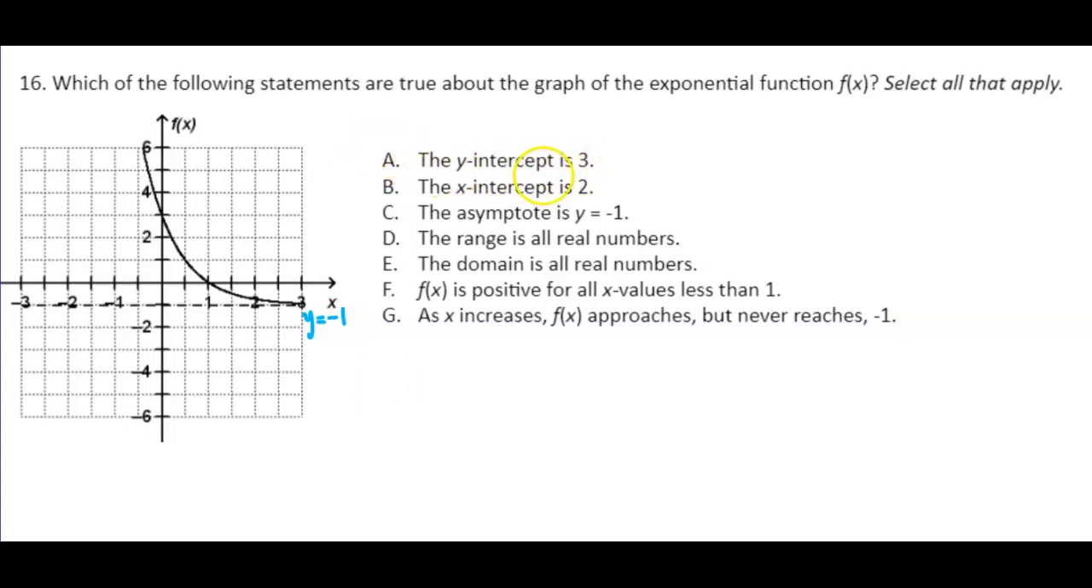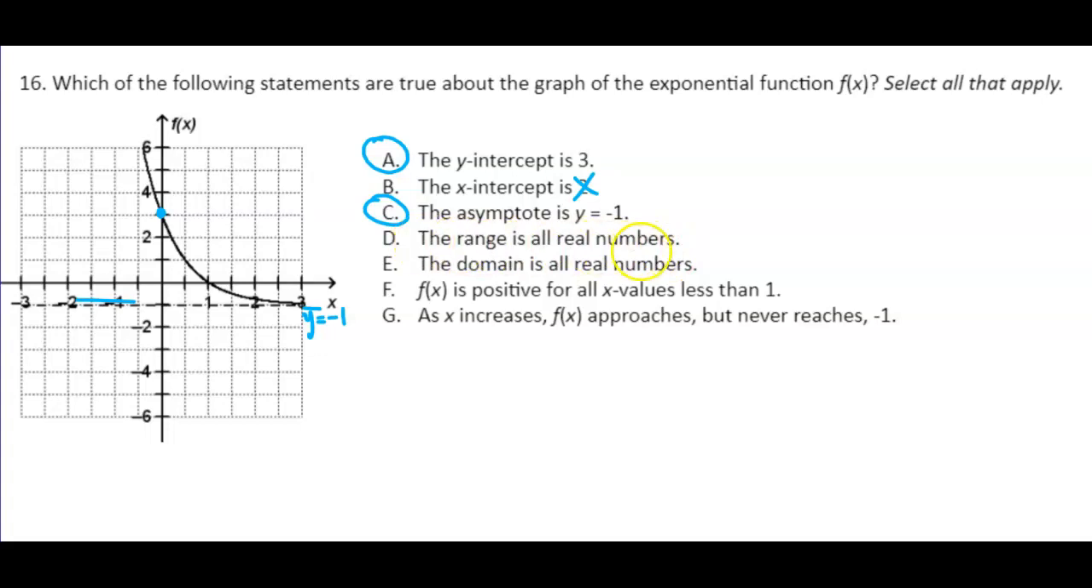The y-intercept is positive 3. That is true. That is crossing the y-axis at 3. So that was good. The x-intercept is 2. That is not true. It's actually crossing right here at 1, not at 2. So it is not B. C, the asymptote is y equals negative 1. We just showed that before. That is true. We've got a horizontal asymptote here at y equals negative 1, so that one is true.